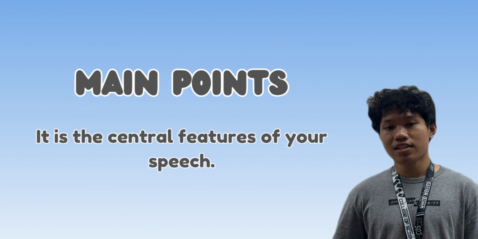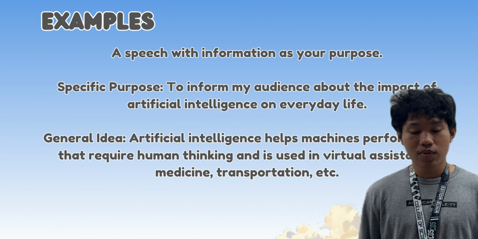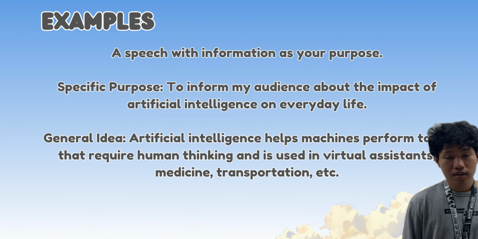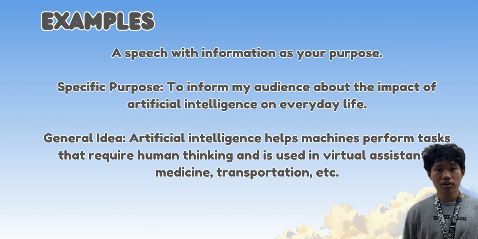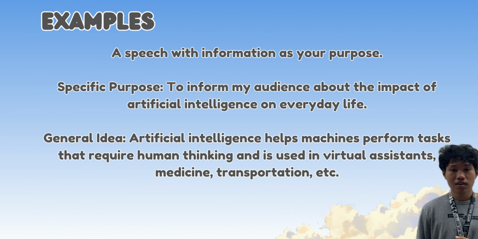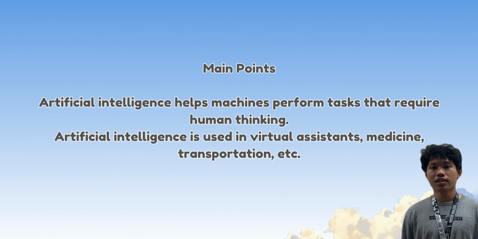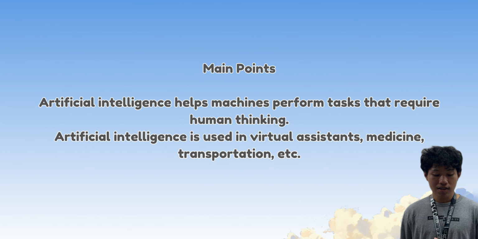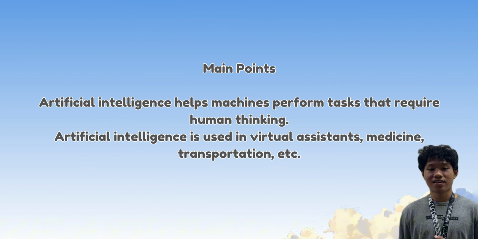Now, let's learn by analysis of examples. A speech with information as your purpose. So the specific purpose here is to inform my audience about the impact of artificial intelligence on everyday life. The general idea is artificial intelligence helps machines perform tasks that require human thinking and is used in virtual assistance, medicine, transportation, etc. The main point of that is artificial intelligence helps machines perform tasks that require human thinking. Artificial intelligence is used in virtual assistance, medicine, transportation, etc. And that's it. I hope you learned something.